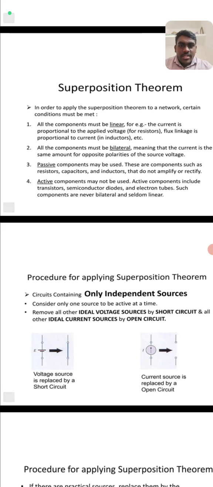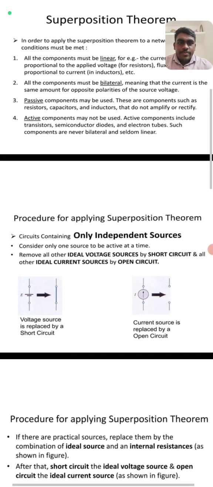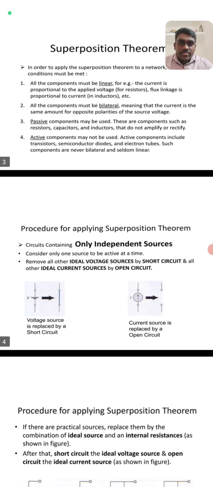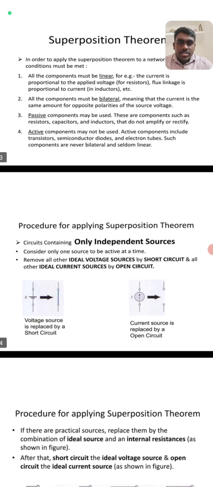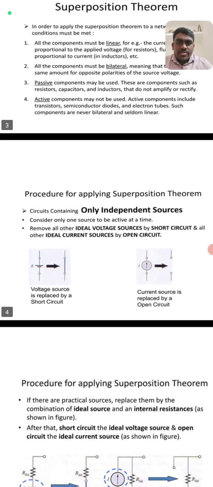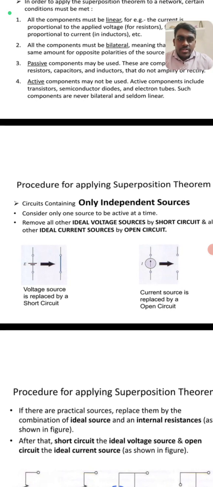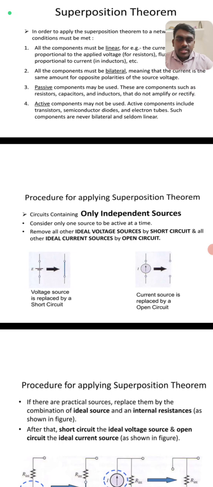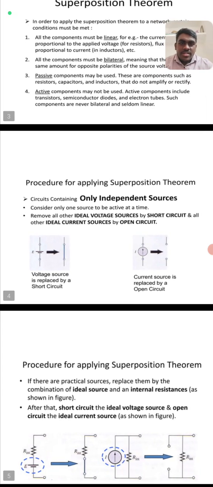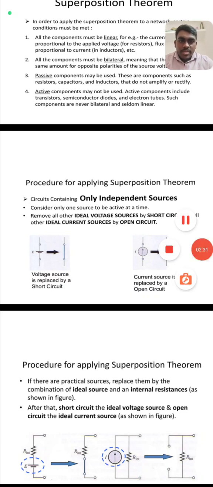Next, we are learning about the procedure of applying the superposition theorem. We have to know the procedure to do the superposition theorem. First, the circuit must contain only independent sources. Only independent sources can support that circuit. Consider only one source to be active at a time.